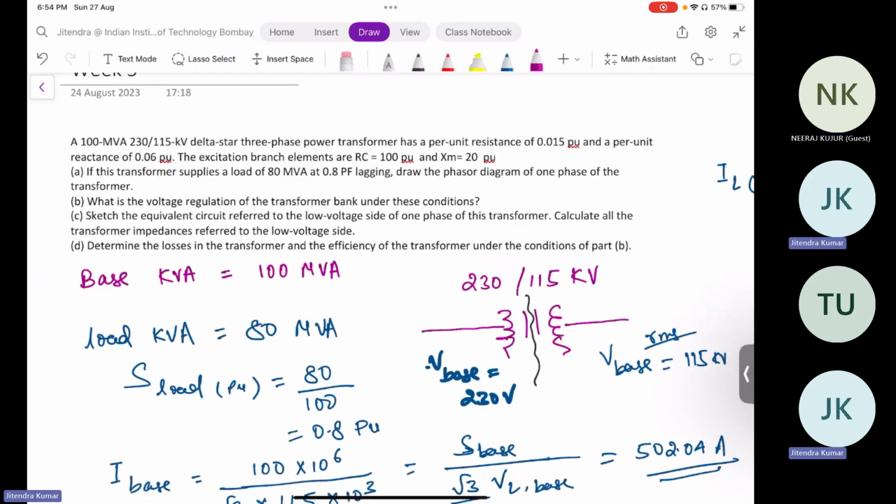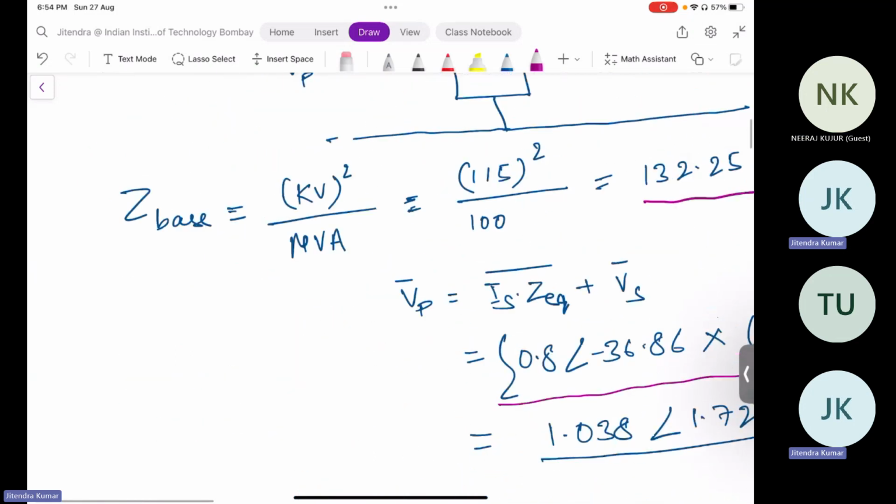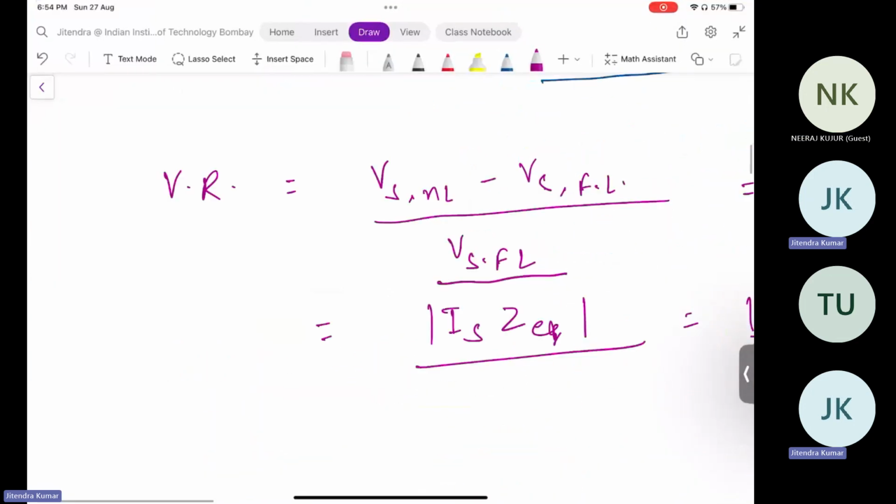We have to determine the losses in the transformer and the efficiency of the transformer under the conditions of part B. So part B condition is basically part A condition: 80 MVA at 0.8 power factor lagging. We have to compute losses and efficiency. Since we are dealing with efficiency and losses, first we will find out the copper loss along the series parameters.